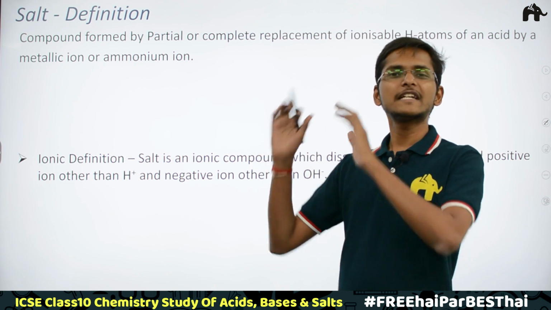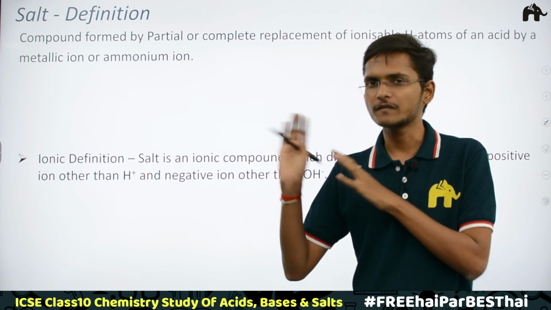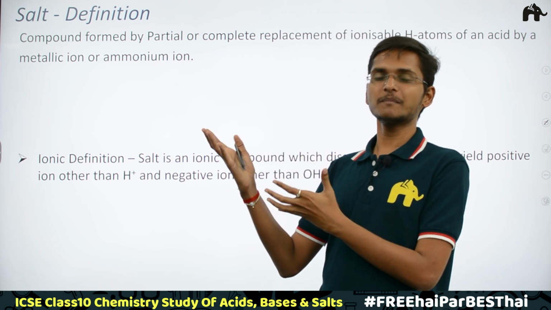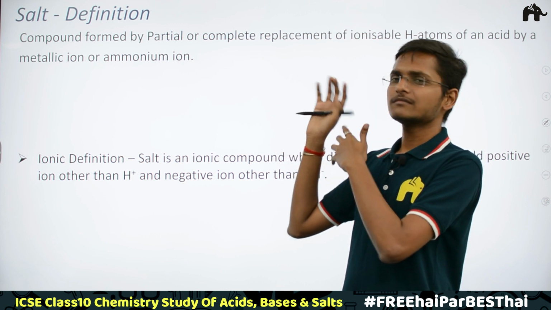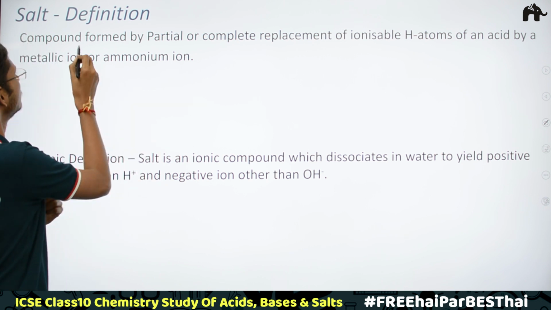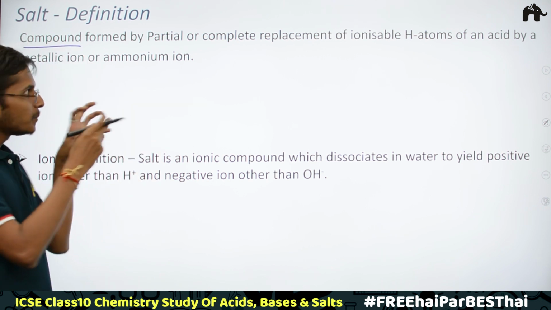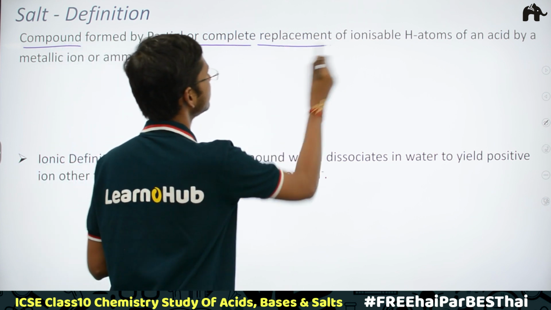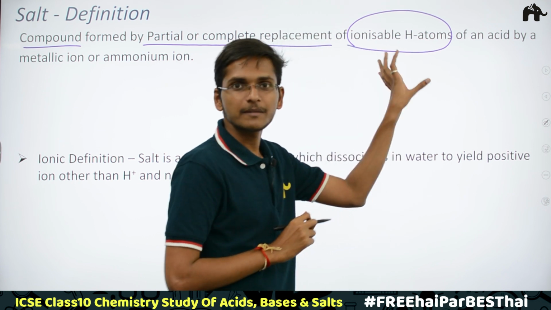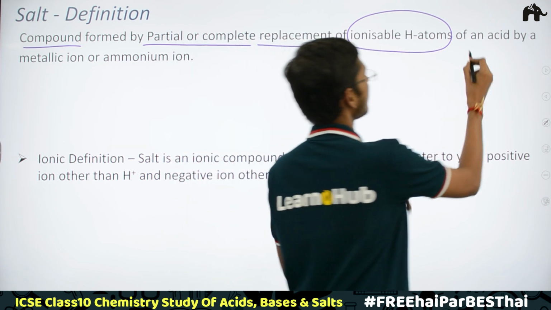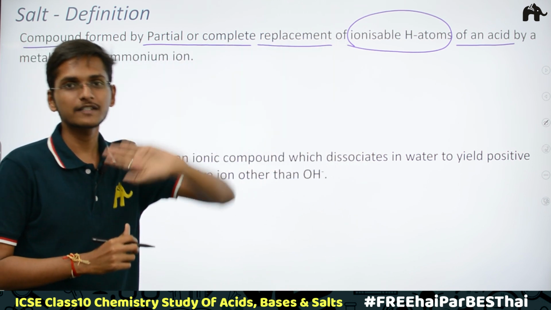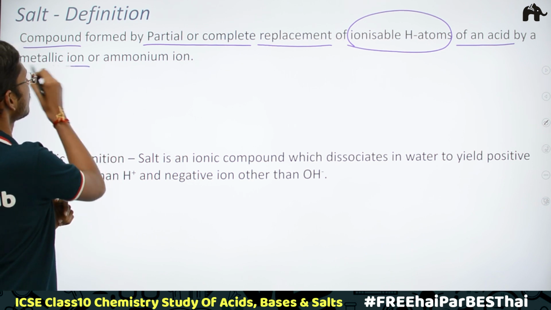So far we have seen the definitions of acid and their classification, the definition of base, the definition of alkali and their classification as well. Now it's time to move ahead to the third part, the salt. Now let's see what salt actually is. We are going to see 2 definitions of salt. First one: salt is simply a compound which is formed by complete or partial replacement of whom? Of ionizable hydrogen atoms. This term is very important. Ionizable hydrogen atoms of an acid. Now, by whom are we replacing these ionizable hydrogen atoms of the acid? By a metallic ion or ammonium ion.